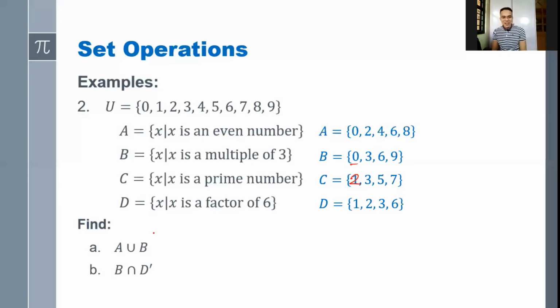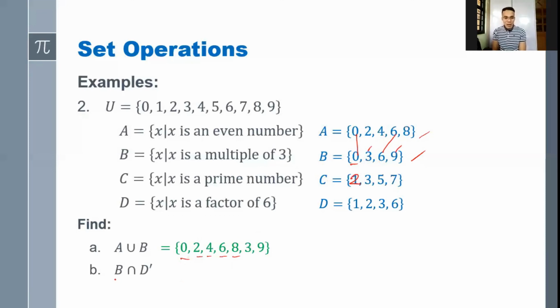Okay, letter A, find A union B, or the combined elements of A and B. So we have here A and B combine the elements. So we have 0, 2, 4, 6, 8. These are the elements in A, and the elements in B are 0, 3, 6, 9. So we already have 0 here. And then we're going to add 3. What else? We already have 6 and then 9. That's why we only have here 0, 2, 4, 6, 8, 3, and 9. Remember, we're just going to write each element once.